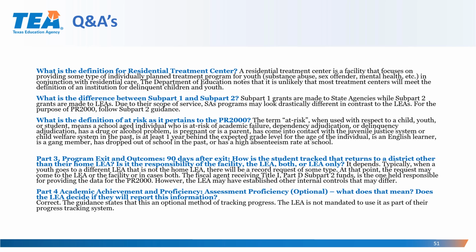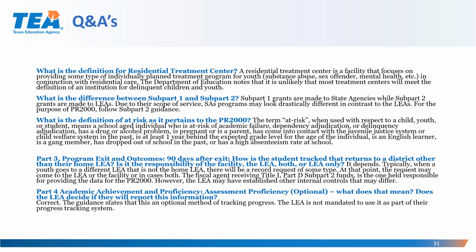Subpart 1 grants are made to state agencies, while Subpart 2 grants are made to LEAs. Due to the scope of service, state agency programs may look drastically different in contrast to local education agencies. For the purpose of PR2000, follow Subpart 2 guidance.